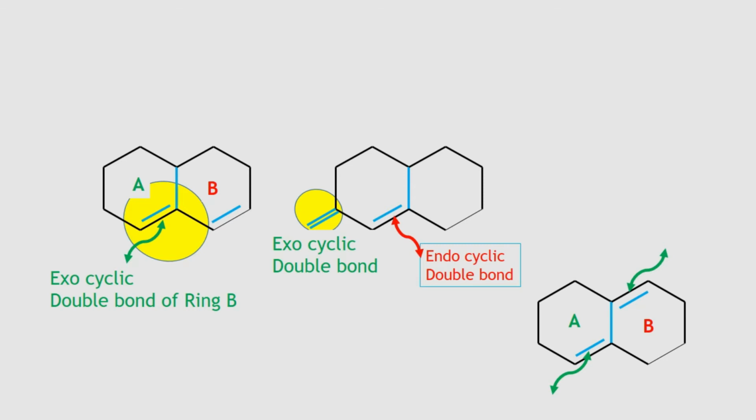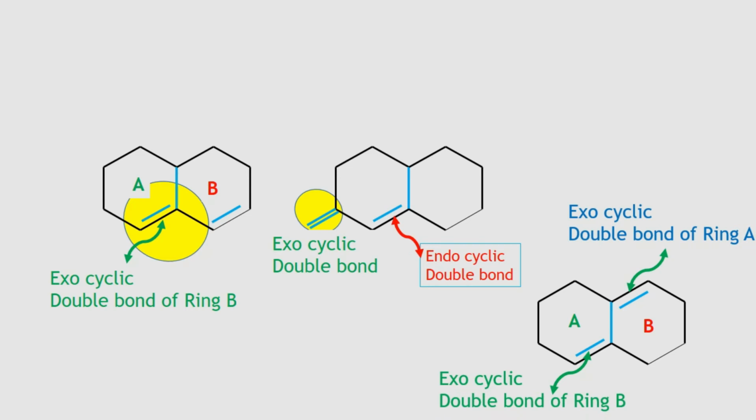In the third structure, we consider both ring A and ring B. For ring A there is one exocyclic double bond, and for ring B we can consider a second exocyclic double bond. So there are two exocyclic double bonds, and that's why 2 into 5, that means 10 nanometer, we need to add whenever we calculate an example of this type of compound.